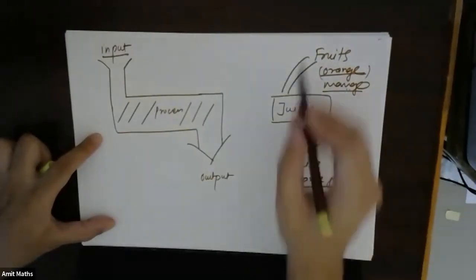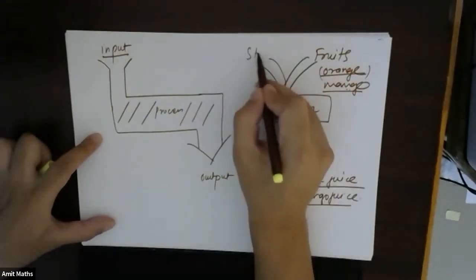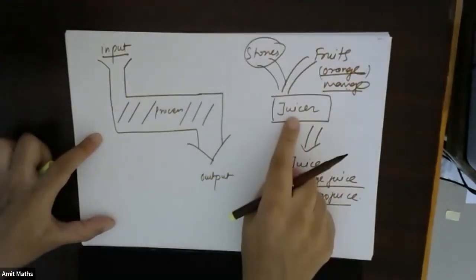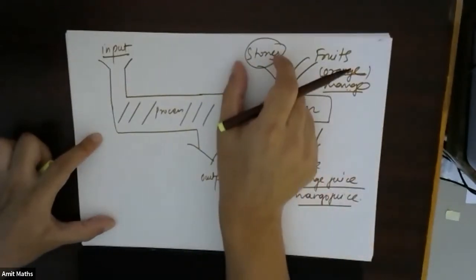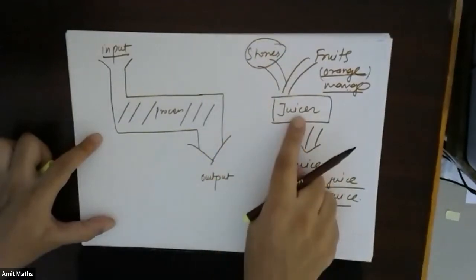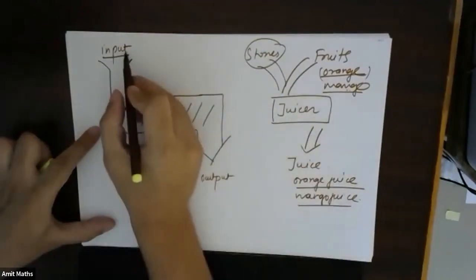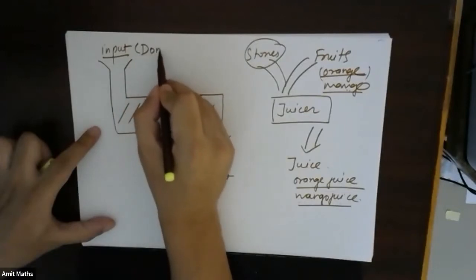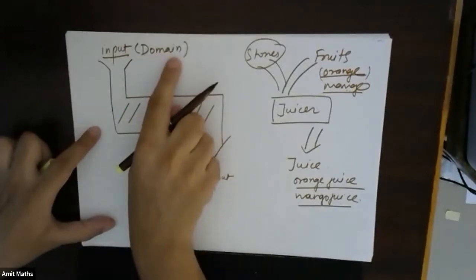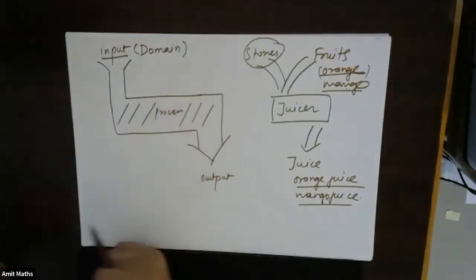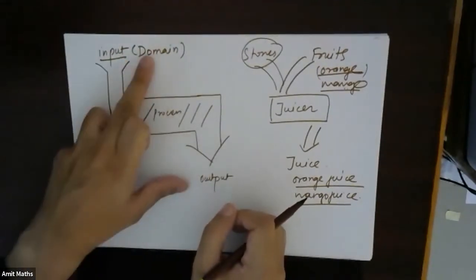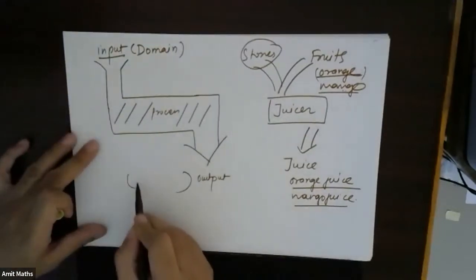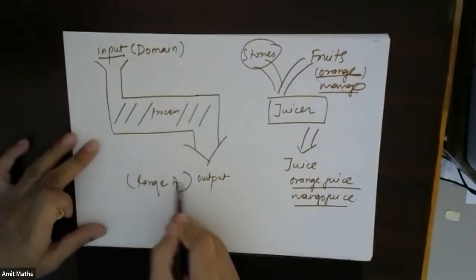Now tell me, will you ever put stones in a juicer? You will never put a stone in a juicer. Why? Because it will not be able to get juice out of stones. So a stone is a strict no-no for a juicer. Similarly, these inputs, which we already know as the domain, are only those set of values which the function can process. And it will give an output according to the function, known as the range of the function.